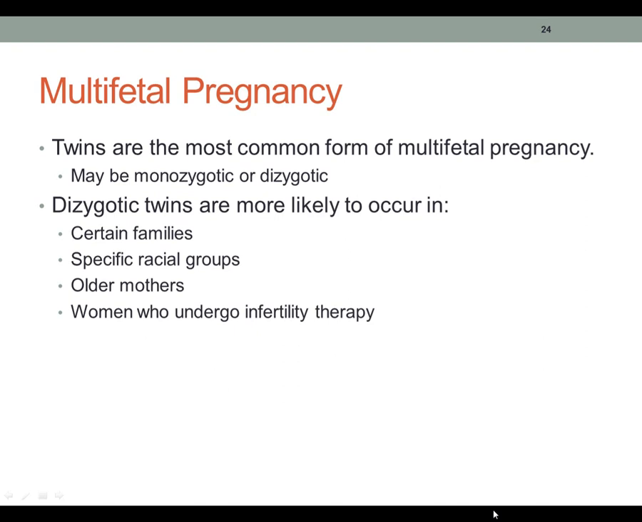It happens more in certain racial groups. It happens more with older mothers. And it really happens when you undergo infertility therapy, because when you undergo infertility treatments, they implant more than one egg in the hopes that at least one of them will be viable. So that's how you get like Octomom, who had all of these eggs, fertilized eggs placed in her uterus, and they all developed into embryos.